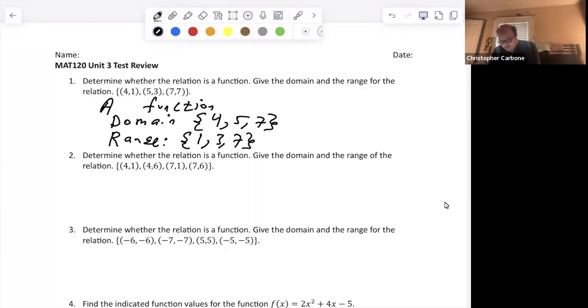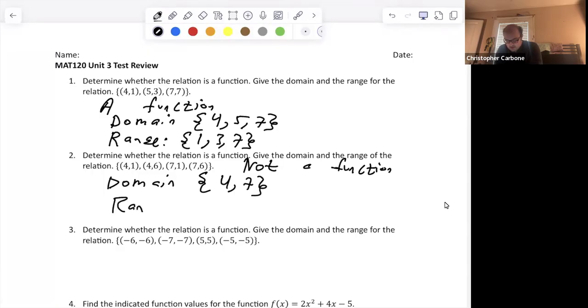For number 2, determine if this relation is a function, and give its domain and range. (4, 1), (4, 6), (7, 1), and (7, 6). Since we do have those x values being repeated here, this is not a function. The domain will just be 4 and 7. The range is going to be 1 and 6.